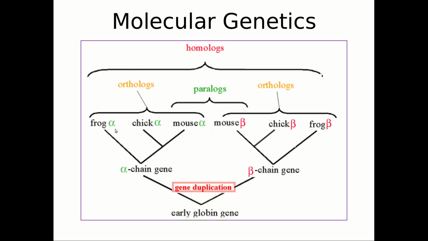Now, as time went on, frogs, chicks, and mice evolved. And when that occurred, they each had their own version of the alpha and beta. And they evolved, and they're all slightly different. And so you can compare all these sequences, and this is all because of gene duplication. You kind of go backwards, trying to find the early globin gene. What do all these have in common? And really, all this will tell you is what pieces didn't change over evolutionary time. And that actually is important, because the pieces that didn't change across any of these are the ones that are required for it to have its correct function.